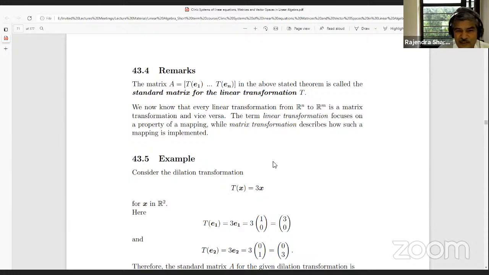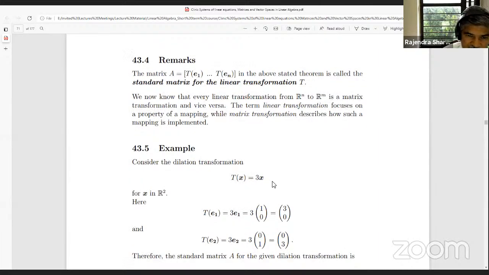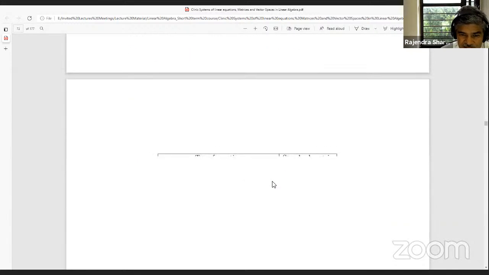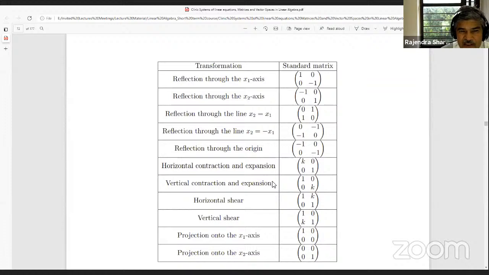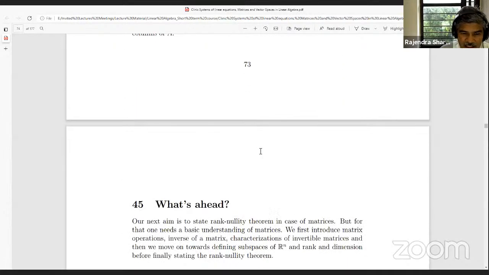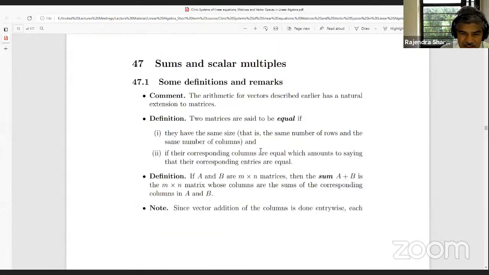Of course, the matrices and linear transformations are closely associated. There is a one-to-one correspondence between a linear transformation and its matrix with respect to an ordered basis. Of course, many things can be described in the form of transformations, so reflection through the coordinate axis, or the line x1 equal to x2, origin, shear, horizontal and vertical projections, and so it's matrices.